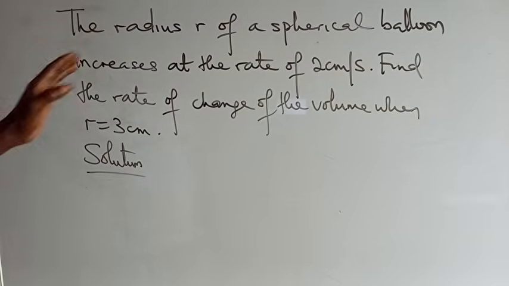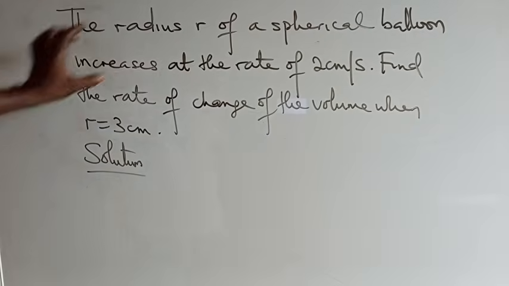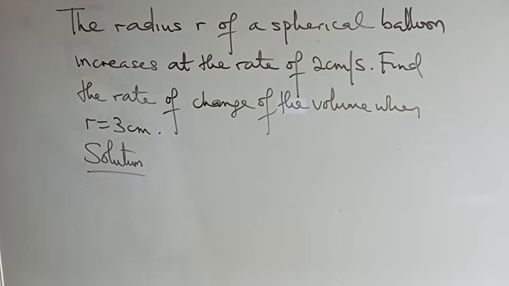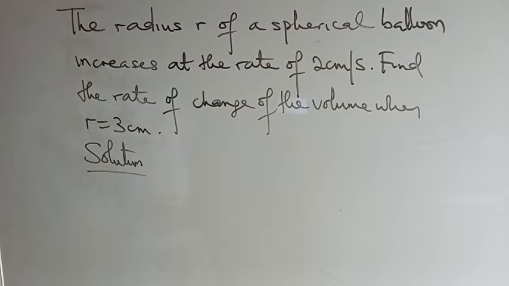Hello, we want to find the rate of change of the volume of a spherical balloon whose radius increases at the rate of 2 centimeters per second. So we have to find the rate of change of the volume. This question is about application of derivatives. So how do we go about this?